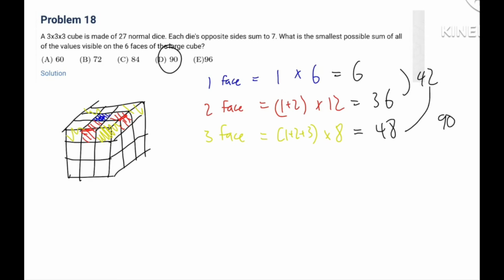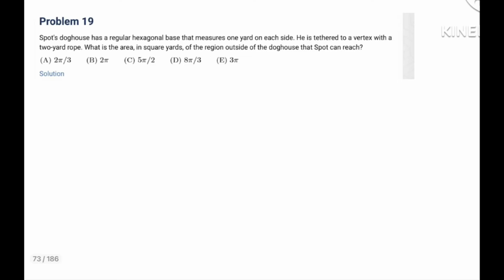Okay, so let's go on to problem 19. Spot's doghouse has a regular hexagonal base that measures 1 yard on each side. He is tethered to a vertex with a 2-yard rope. What is the area in square yards of the region outside of the doghouse that Spot can reach? Okay, let's just say that it's this. It measures 1 yard on each side, and then he is tethered to a vertex.